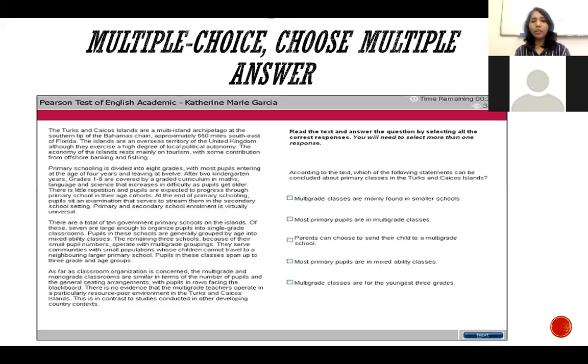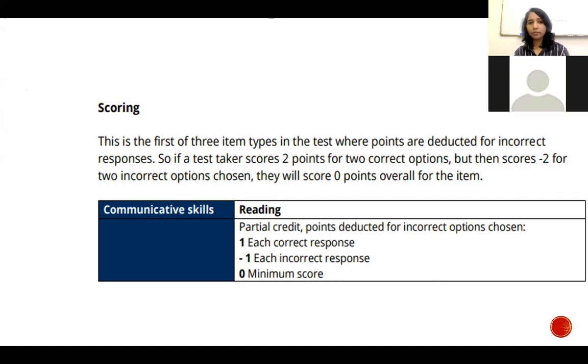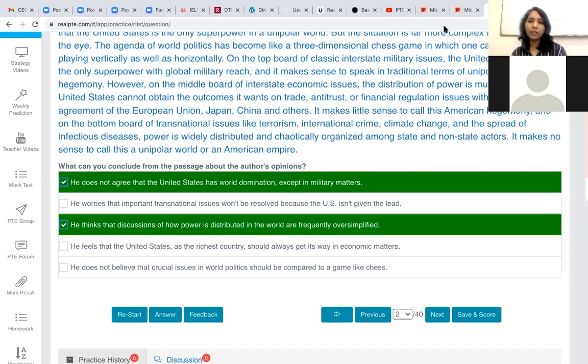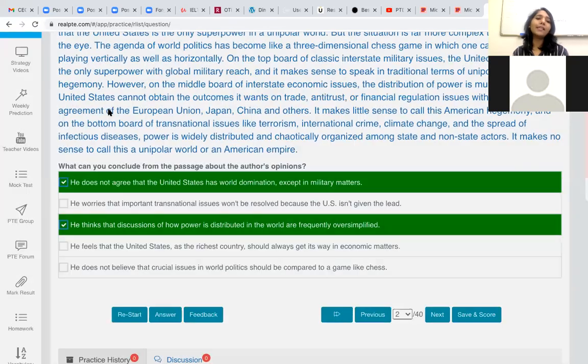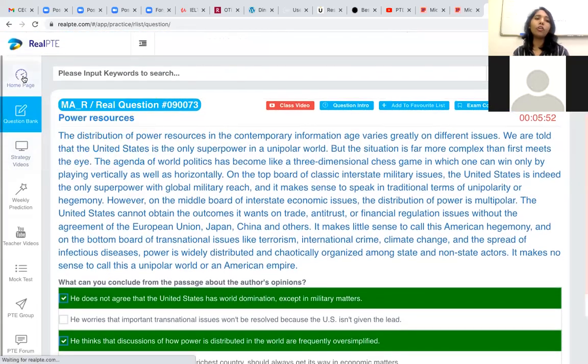So have you heard of this question type, Ravi, about reorder paragraph? What happens in this question type? You're given sentences from a passage. You have heard of it? Yes, okay. So you're given sentences from a passage, like on your left-hand side.